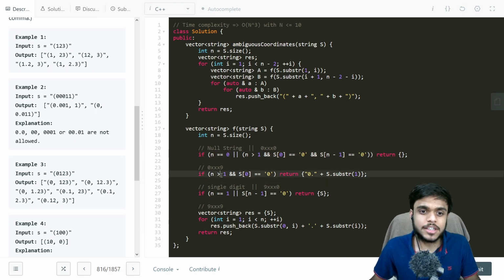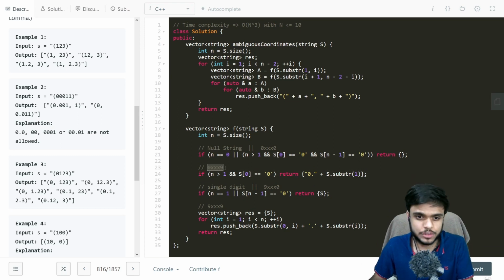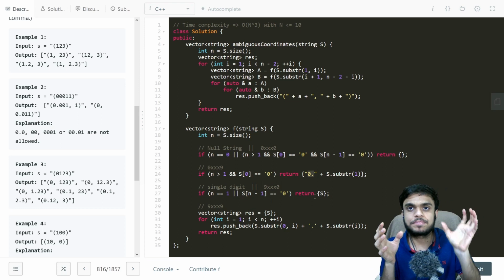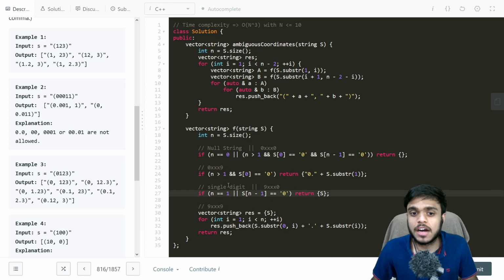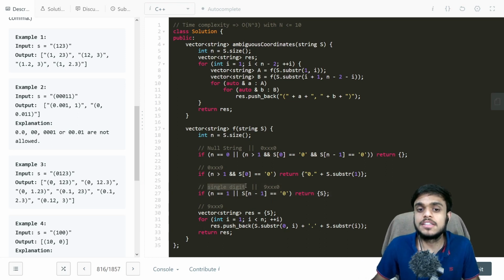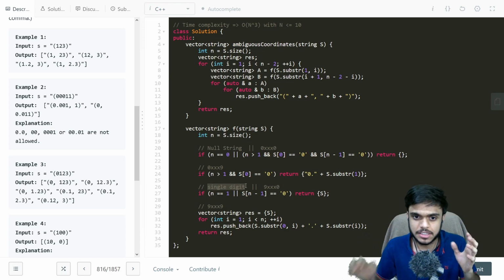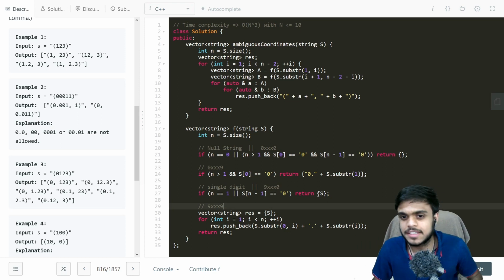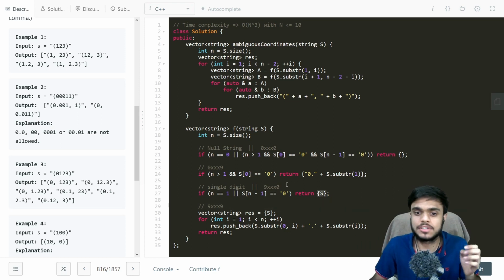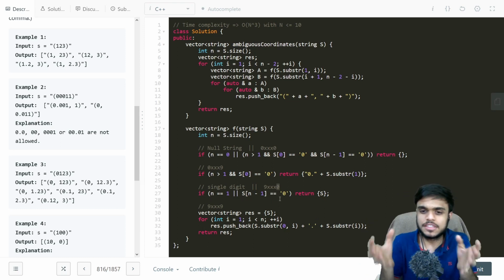Second corner case: if the string is of this format, that is, the first index of the string is 0, and then we have some digits, and the last index is not 0. This is very important. In this case, the first element must be a decimal, and that is what we are doing here. After this, there is another corner case: either s has a single digit, or it is of this format, that is, a number where only the last digit is 0. In that case we just return this because we have a final 0, and this is the only possibility that we have.